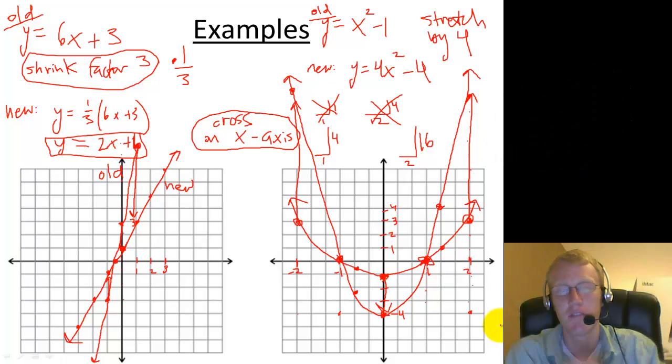Alright, that's it for stretching and shrinking. You just have to remember to first solve the equation for y, and then multiply the entire right-hand side by something larger or smaller, and remember that your graph should always cross on the x-axis to confirm that you've done it correctly.